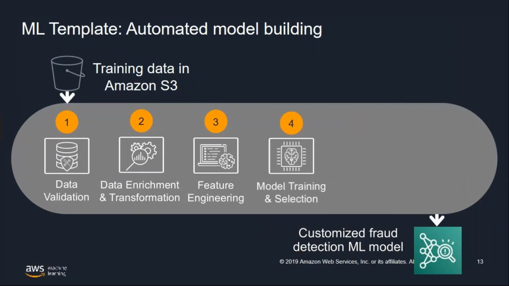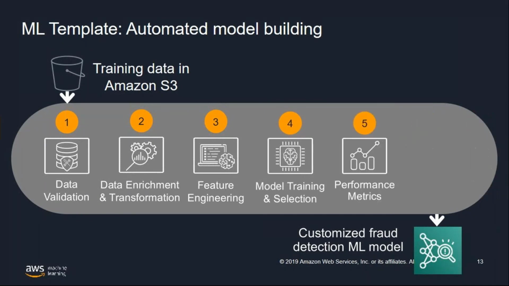We then train a series of models and select the best performing model. The pipeline then outputs a trained model customized to your business along with metrics to help you understand performance. If you're happy with the performance of that model, we have one-click deployment to make that model version available for real-time fraud detection using the customized fraud detection ML model API.